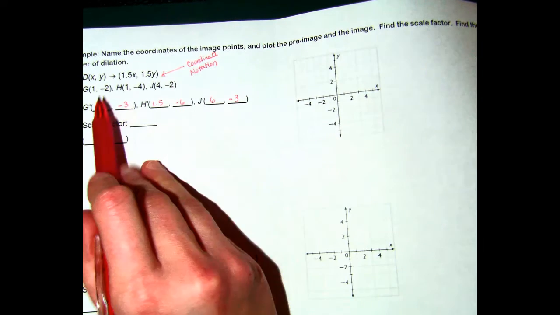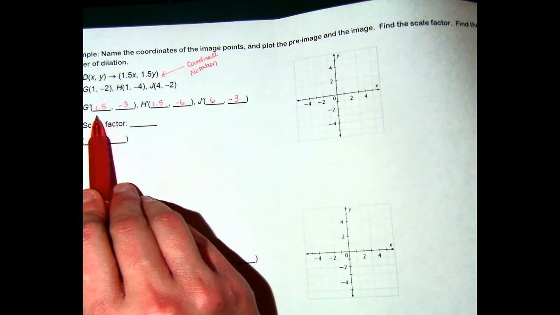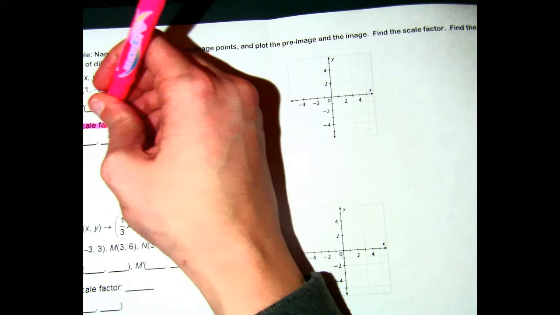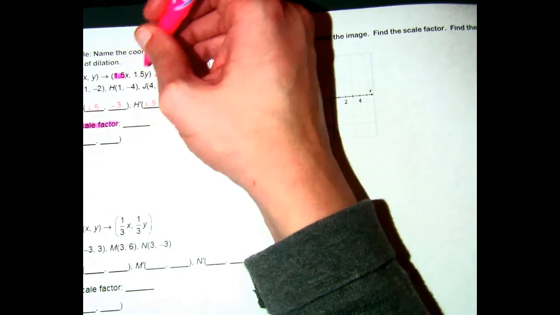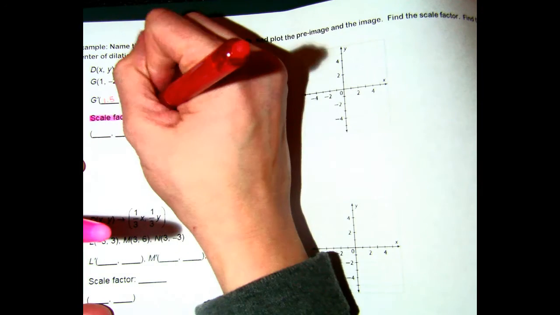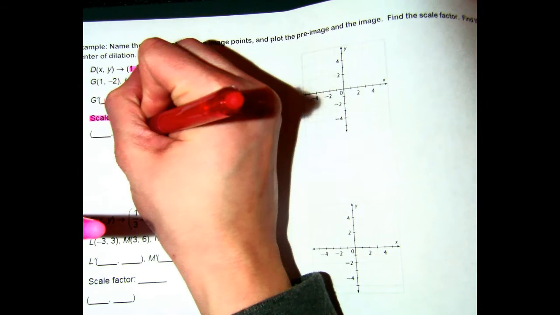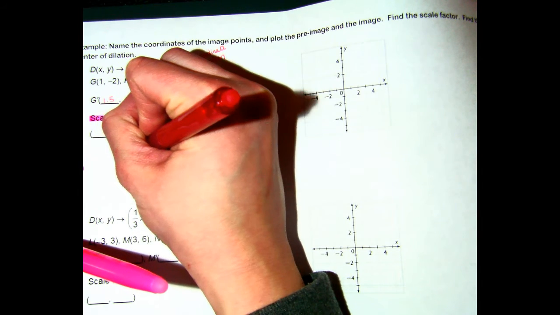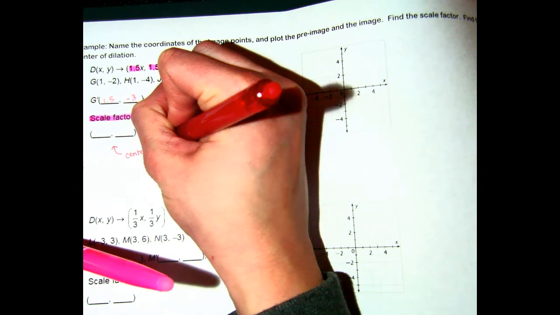I'm going to graph both. I'll graph this one in black, this one in red. I am going to go ahead and tell you, though, the scale factor, if you are given coordinate notation, is always here. So those match. Scoot that over a little bit. So my scale factor is 1.5. I will find the center of dilation in just a few, but I have to graph it before I can find the center of dilation.